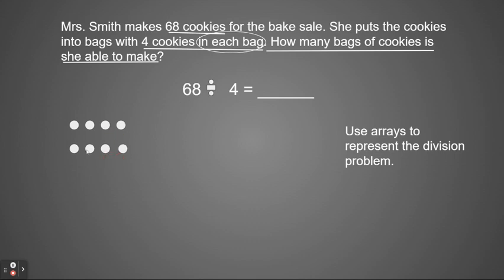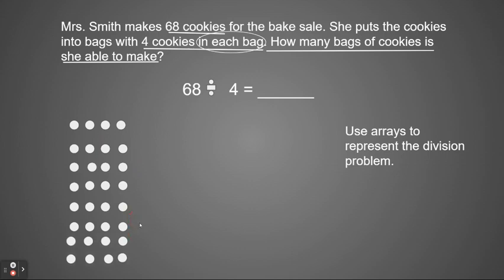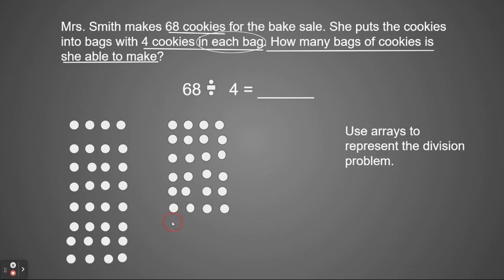So we have 4, 5, 6, 7, 8, 9, 10, 11, 12, 13, 14, 15, 16, 17, 18, 19, 20, 21, 22, 23, 24, 25, 26, 27, 28, 29, 30, 31, 32, 33, 34, 35, 36, 37, 38, 39, 40, 41, 42, 43, 44, 45, 46, 47, 48, 49, 50, 51, 52, 53, 54, 55, 56, 57, 58, 59, 60, 61, 62, 63, 64, 65, 66, 67, 68.